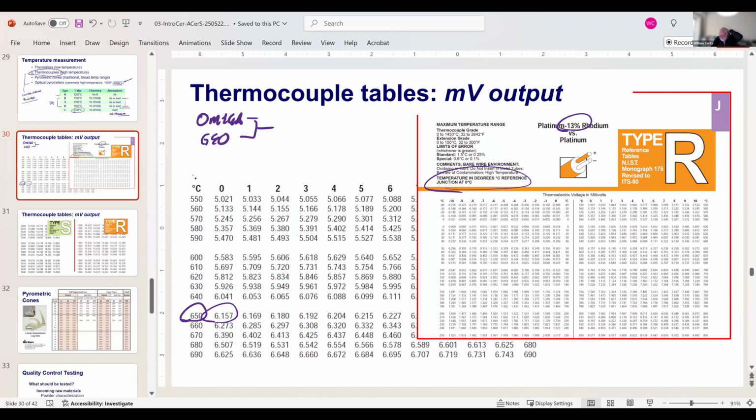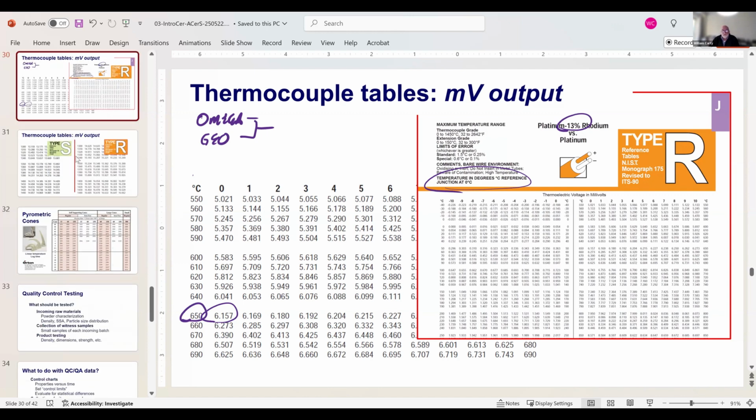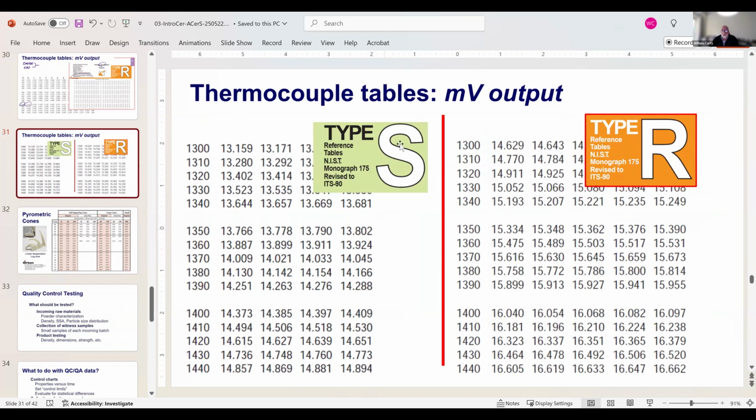Now, in the modern world, we don't have to do this anymore. When I was a student, you had to go to the thermocouple tables and you read the millivolt output and you calculated what your temperature was. Okay, that's not done anymore because now they have an algorithm that looks at your millivolt output, tells the controller what to do. But I do have an interesting thing to share with you.